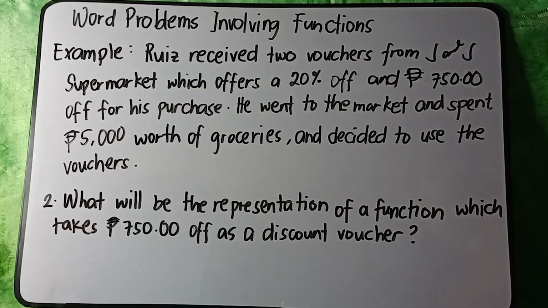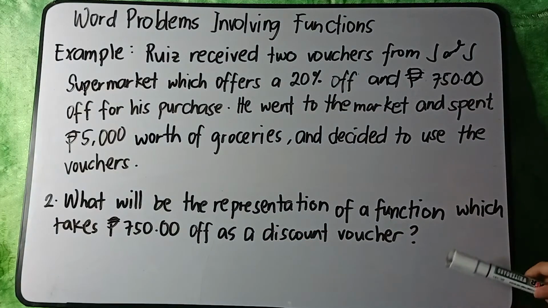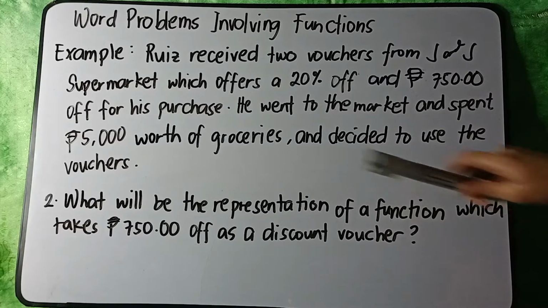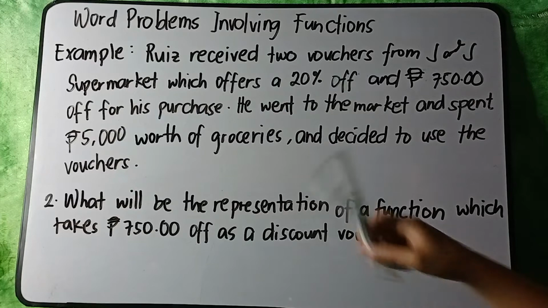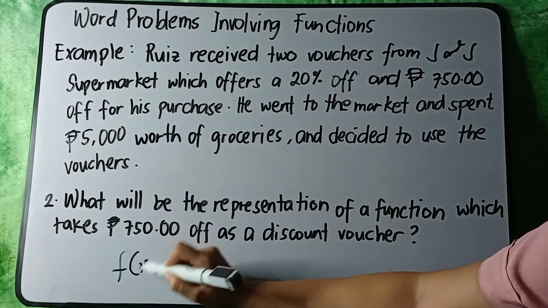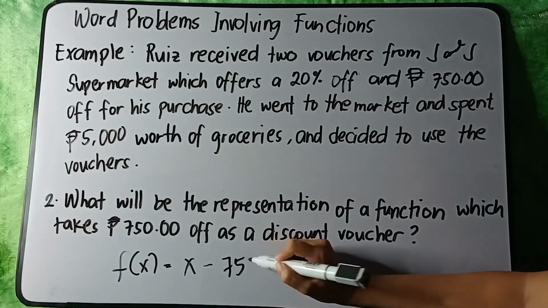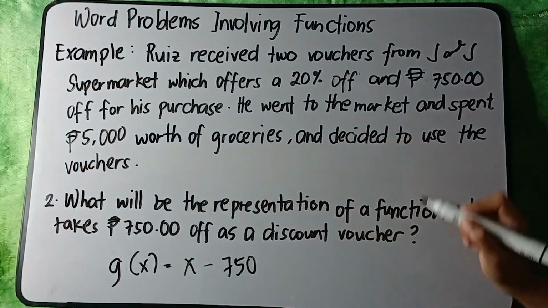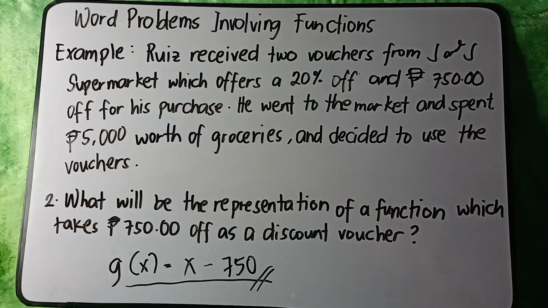So for the second question, what will be the representation of a function which takes 750 pesos off as a discount voucher? So it says there that the total spent on the grocery is 5,000. So the discount will be 750. So our function will be x, the total amount, minus 750. Let's have another representation here. For the 750, let's have g of x. So this is the representation for 750 pesos off.